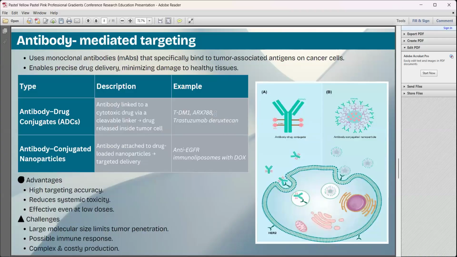Next is antibody mediated targeting. Antigens are present in cancer cells. Now the antibody drug conjugate: the drug binds to the antibody and delivers toxin specifically to the target cells. Antibodies detect cancer cells and immune cells like NK cells.